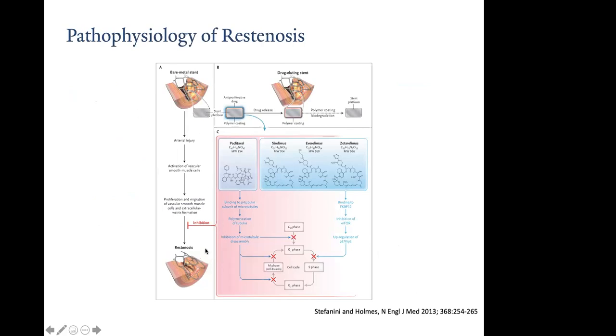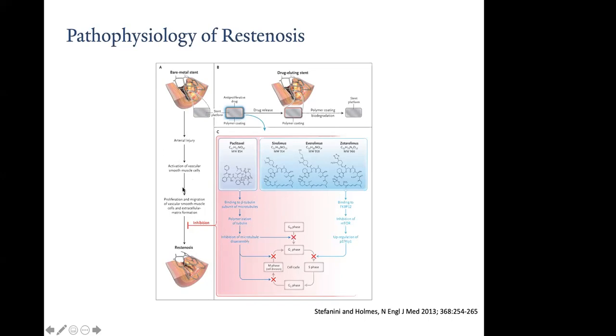One more word on the pathophysiology of restenosis, and then we're going to go to the next section on drug-eluting stents. So with bare metal stents, the stents would be put in the setting of a stable stenosis. There would be arterial injury, activation of vascular smooth muscle cells, and then proliferation and migration of vascular smooth muscle cells and extracellular matrix formation, which would then lead to restenosis. There's also significant macrophage infiltration of these, and then also some thrombus that would get incorporated.